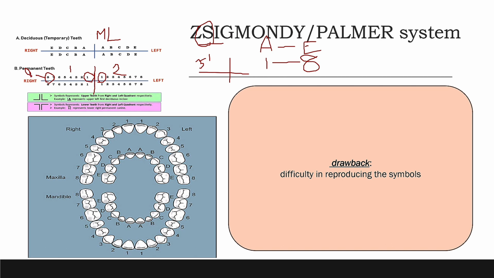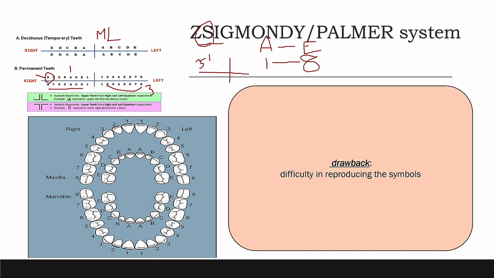Then moving to the second quadrant, we start again numbering as 1 from the upper left central incisor, till the third molar as 8. Then the third quadrant: the lower left central incisor is given number 1, till 8 at the lower left third molar. Then coming to midline, moving towards the fourth quadrant, the lower right central incisor is given number 1, till the third molar as number 8. Okay, this was permanent dentition.